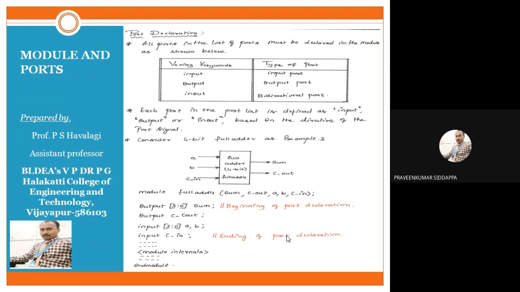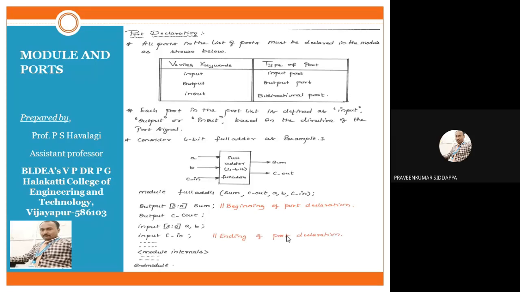In the second line, you can check it. Output 3 down to 0 sum, output C comma C underscore C out. Next input 3 down to 0 A comma B, input C underscore in. This one is a 4-bit full adder we are writing. So output 3 down to 0 sum is the beginning of port declaration. But at input C underscore in, you can check it, all port declarations are ended. So that is the ending of port declaration. This one is about port declaration.